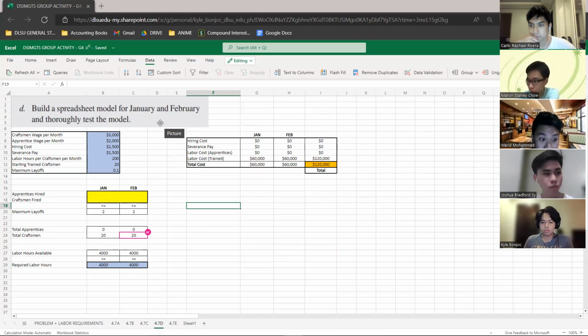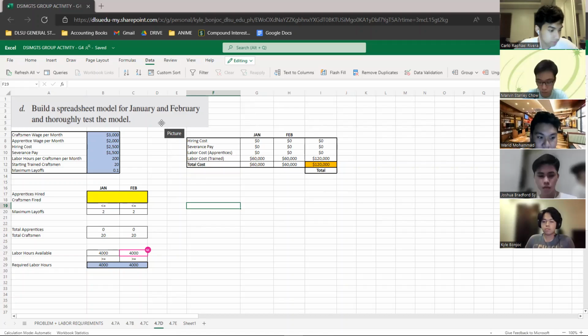For our available labor hours, we get our labor hours per craftsman per month at the cell B11 and multiply it by our total number of craftsmen at B24 and C24 respectively. Thus, we then get, in following reference, the total required number of 4,000 labor hours. And finally, in the table presented to the right, we have our costs and expenses for the month of January and February, along with their respective totals.